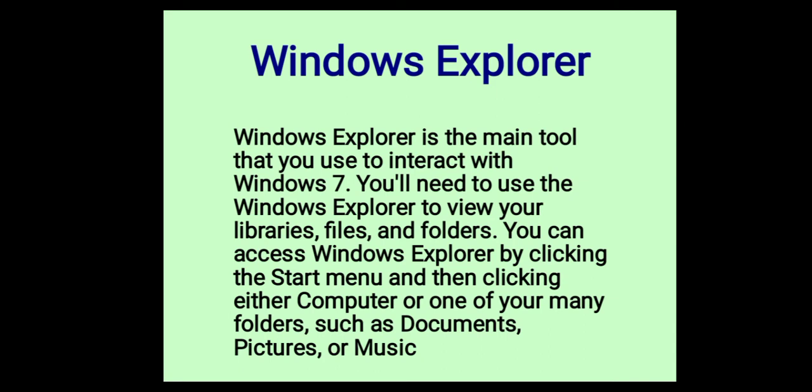Windows Explorer. Windows Explorer is the main tool that you use to interact with Windows 7. You will need to use Windows Explorer to view your libraries, files and folders. You can access Windows Explorer by clicking the Start menu and then clicking either Computer or one of your many folders, such as Documents, Pictures or Music.